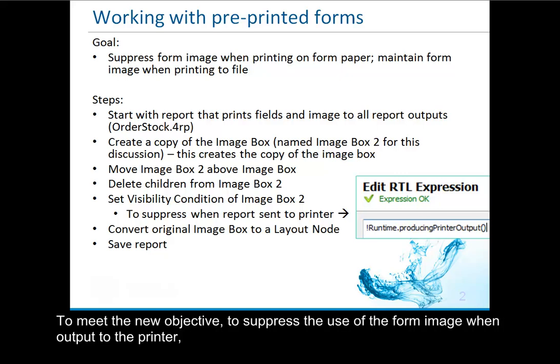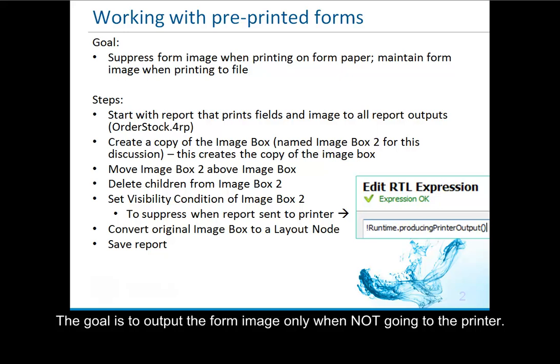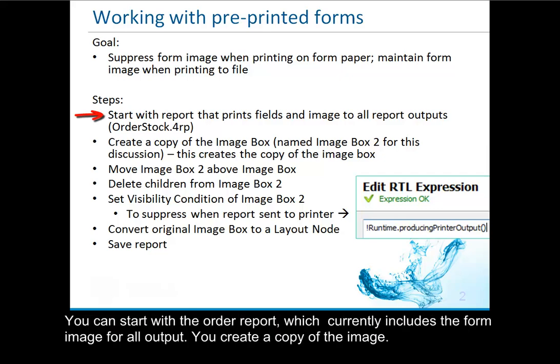To meet the new objective, to suppress the use of the form image when output to the printer, you need to modify the report design. The goal is to output the form image only when not going to the printer. The steps listed on this slide will guide you in meeting this goal. You can start with the order report, which currently includes the form image for all output.